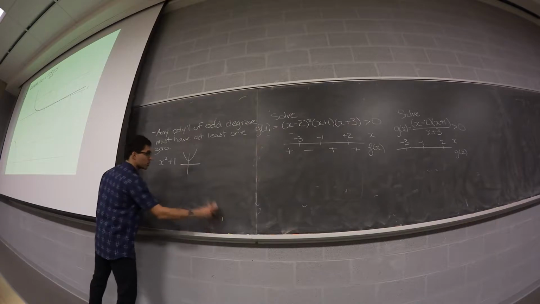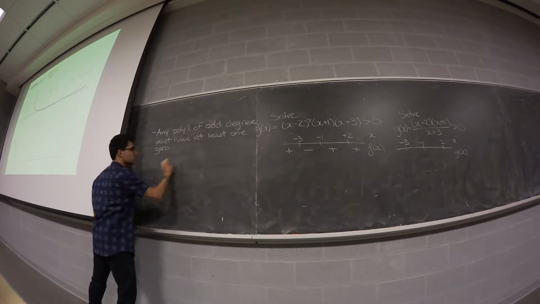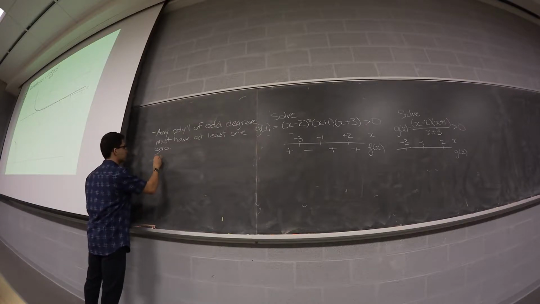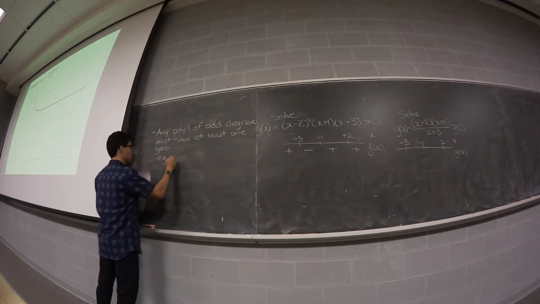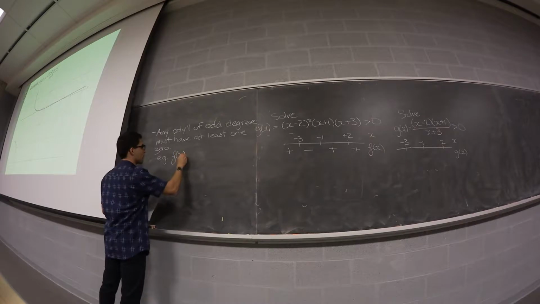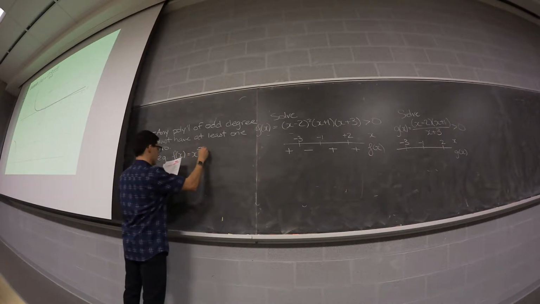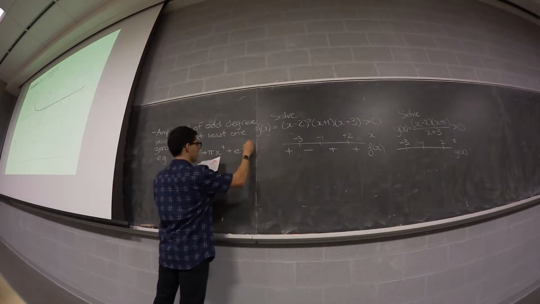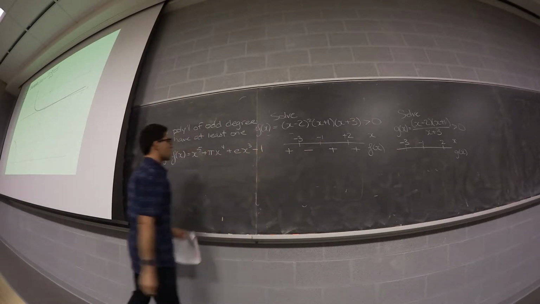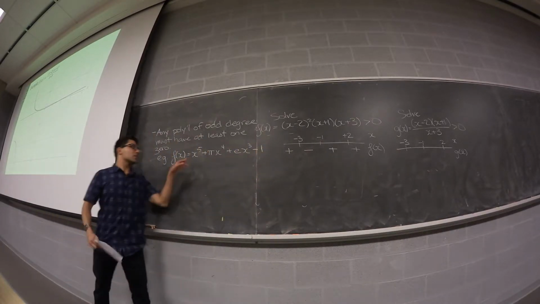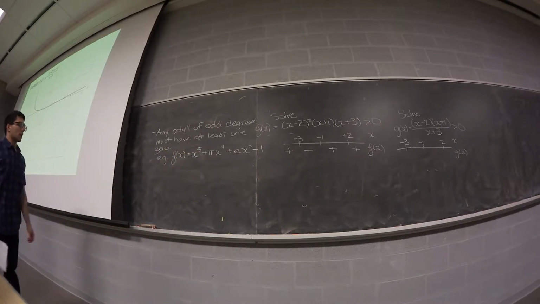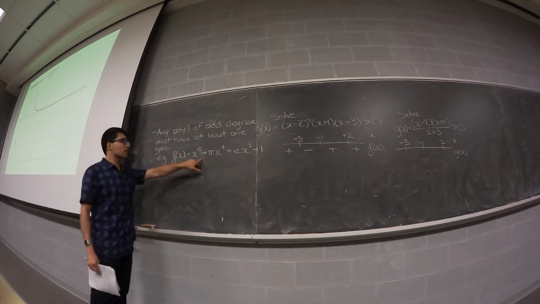I'm going to erase this because this is not odd. For example, something like x to the 5 plus pi x to the 4 plus e x to the 3 minus 1. This has odd degree. The highest exponent you see is 5, that's odd. How can we show this must have at least one zero?